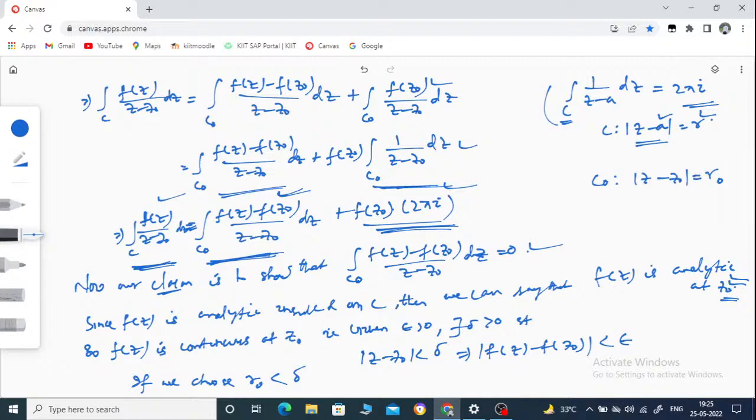r0 means the radius of this circle c0, because c0 is a circle whose center is z0 and radius is r0, that is, z minus z0 modulus equal to r0. So if I make that circle very small, that means its radius r0 is very small, and I choose r0 less than delta, then z minus z0 less than r0 implies modulus of f of z minus f of z0 will be less than epsilon.